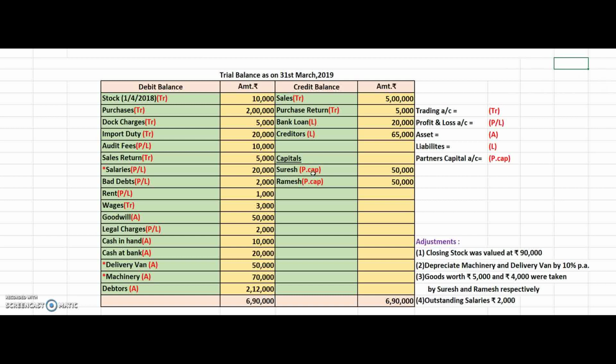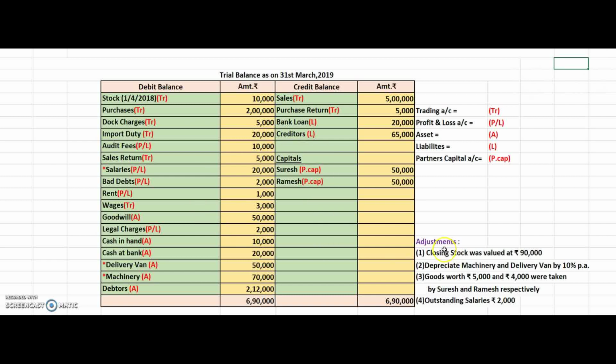When you create the partners capital account, P Cap, partners capital account, this will be transferred to the credit side of partners capital account. You will write there by balance brought down. If there is any confusion, you can always look at the video that you have just now seen. It will explain to you the placements of these items.